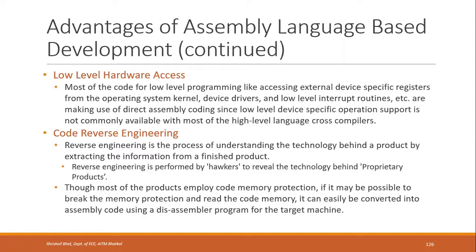Next is code reverse engineering. Reverse engineering is the process of understanding the technology behind a product by extracting information from a finished product. What reverse engineering means is we are not developing from scratch. We get a product, and then by using some technique you can get the contents of the memory.